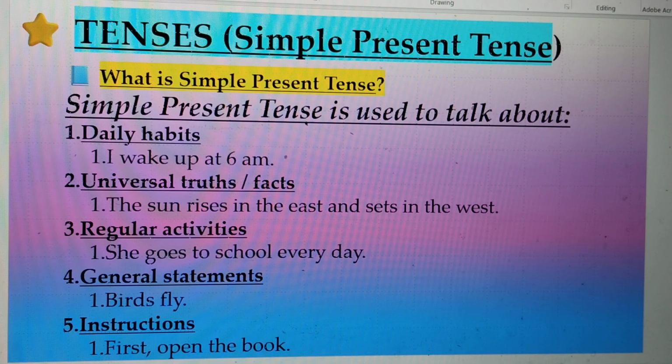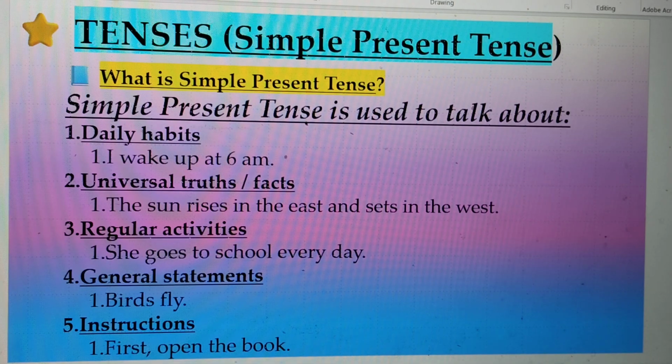Hello friends, let's talk about a grammar topic, and it's a very important topic: simple present tense. Simple present tense is used everywhere when you talk about daily habits, universal truths, regular activities, general statements, and if we give instructions, we always do it in simple present tense.